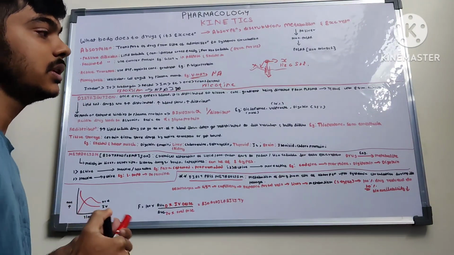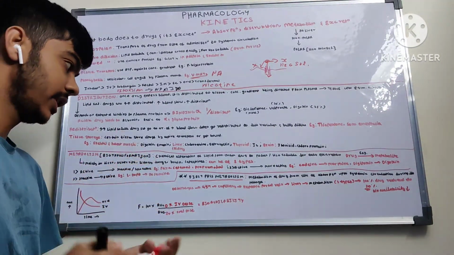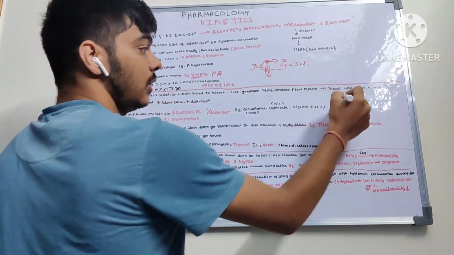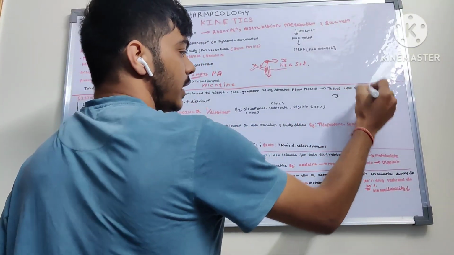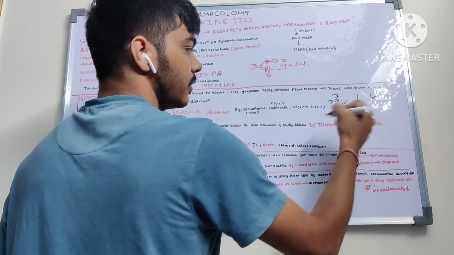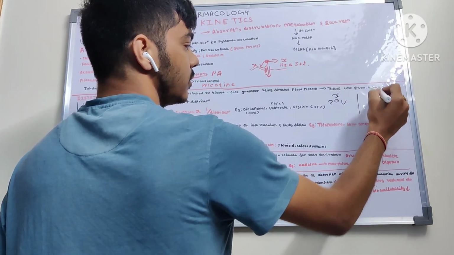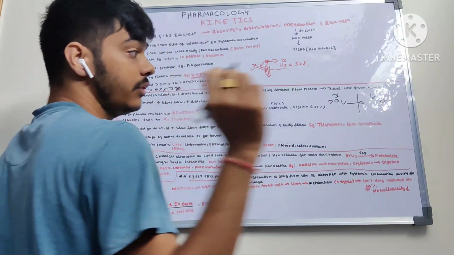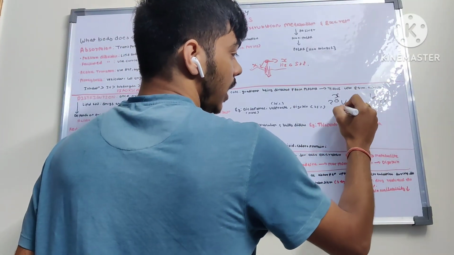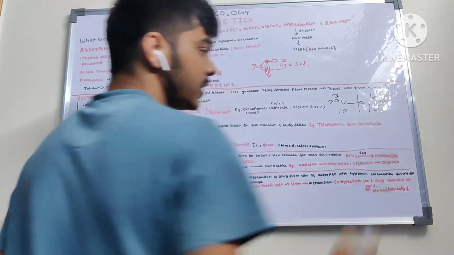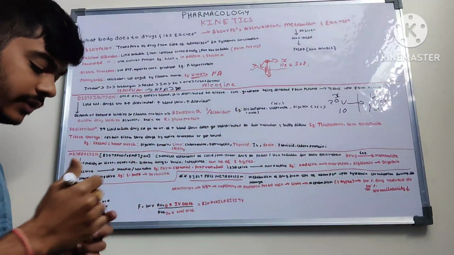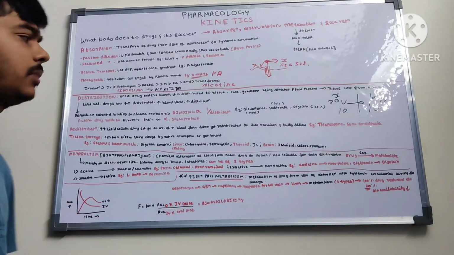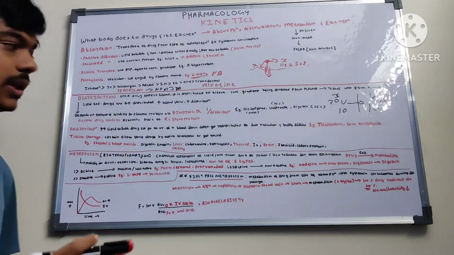Suppose I say this is a membrane. So this is X, this is Y. X has 20 units of drug and Y has 0. Technically it will move from here to here until equilibrium is attained. So until I have 10 on this side and 10 on this side, the drug will continue to move, right? Again here we have the same rule, lipid soluble drugs are distributed faster.